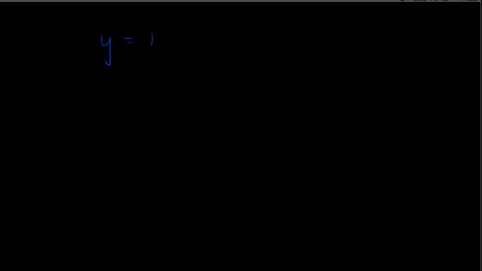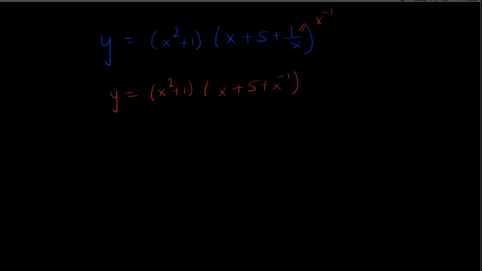y equals (x squared plus 1) times (x plus 5 plus 1 over x). I'm going to rewrite 1 over x as x to the negative first power. So let's rewrite this whole equation. I'm going to call f x squared plus 1, and then x plus 5 plus x to the negative first power as g. I'm looking for f prime g plus g prime f.